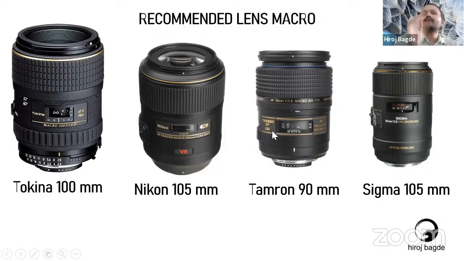Now there are two variants inside it. One is with stabilization, one is without stabilization. We are supposed to buy a non-IS lens, which has no stabilization associated. Not an issue, because the cost ranges change drastically when you buy a stabilized lens versus a non-stabilized lens. So in both cases, I will recommend you go for non-stabilized lenses, which are cheaper, to start off with.